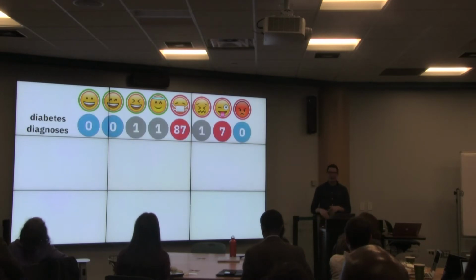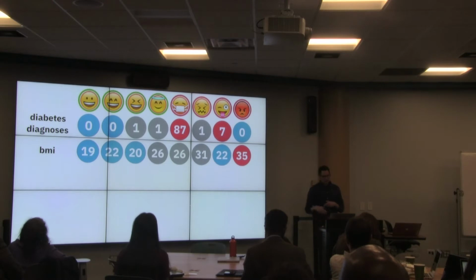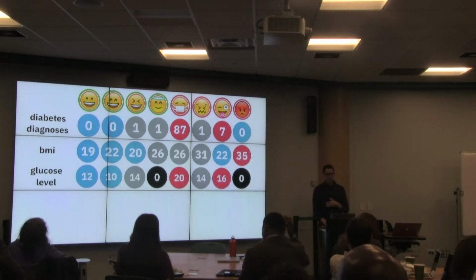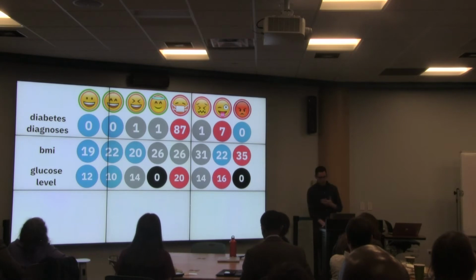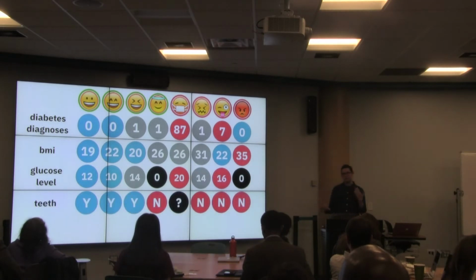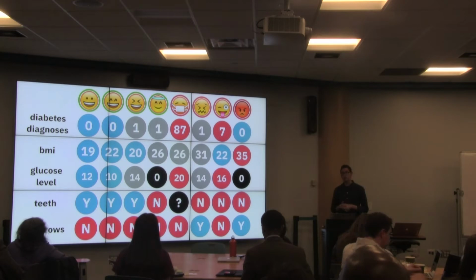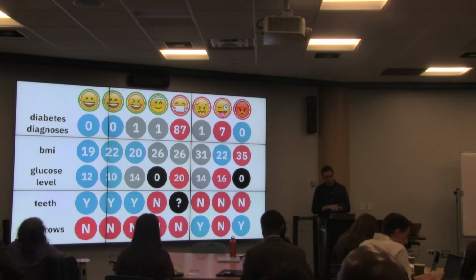And so maybe we can count the number of times each of them were diagnosed with diabetes or other disease. What is their body mass index? What is their glucose level? And these features probably seem relevant. And then there might also be features that might not seem as relevant, like can we see if they have teeth in their emoji, or can we see if they have eyebrows, right? We can collect lots and lots and lots of data about each of these patients, and we can feed them into a predictive algorithm and see what comes out, right?